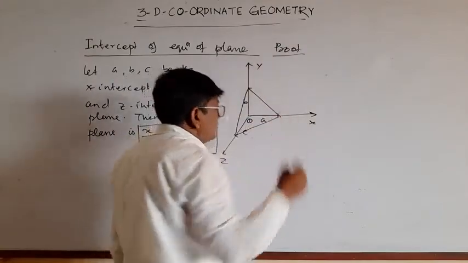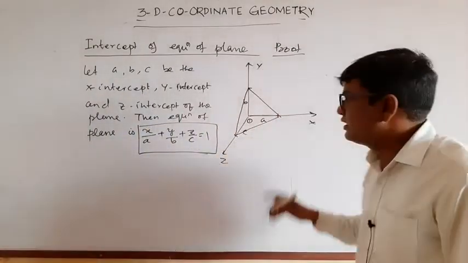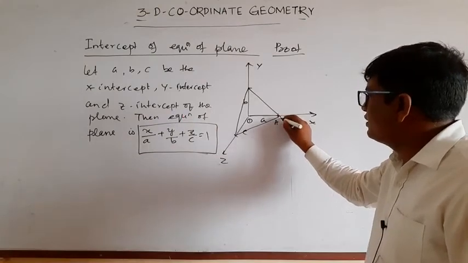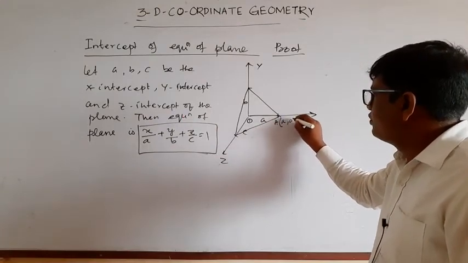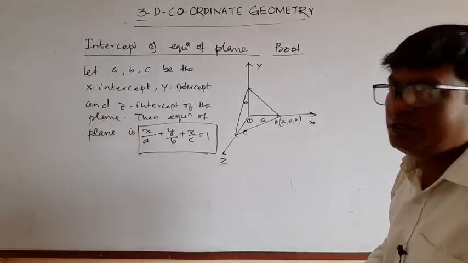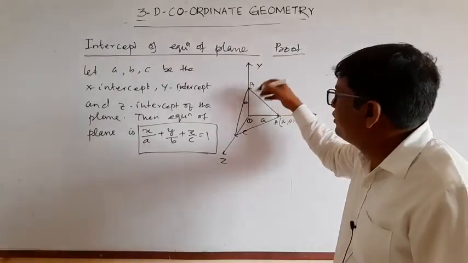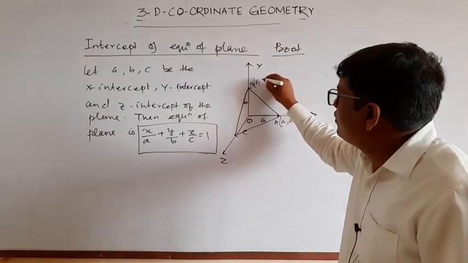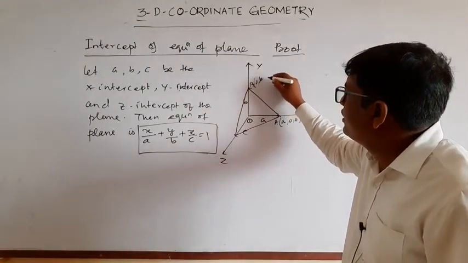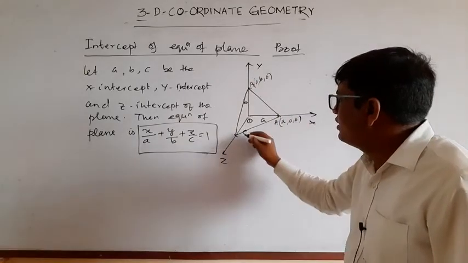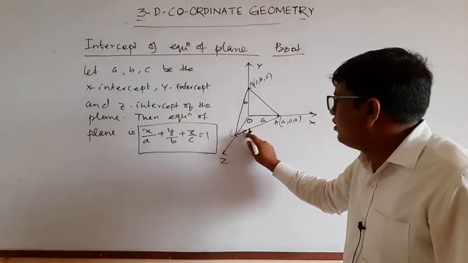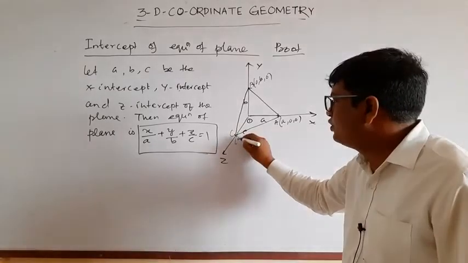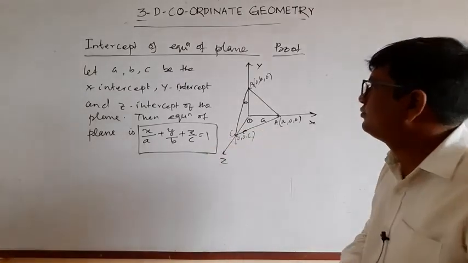Since the plane cuts the x-axis at this point, where the y and z coordinates are 0, suppose this point is A. So it is (a, 0, 0). And here x is 0, y is b, this is point B, (0, b, 0). On the z-axis, x coordinate is 0, y coordinate is 0, so point C is (0, 0, c).